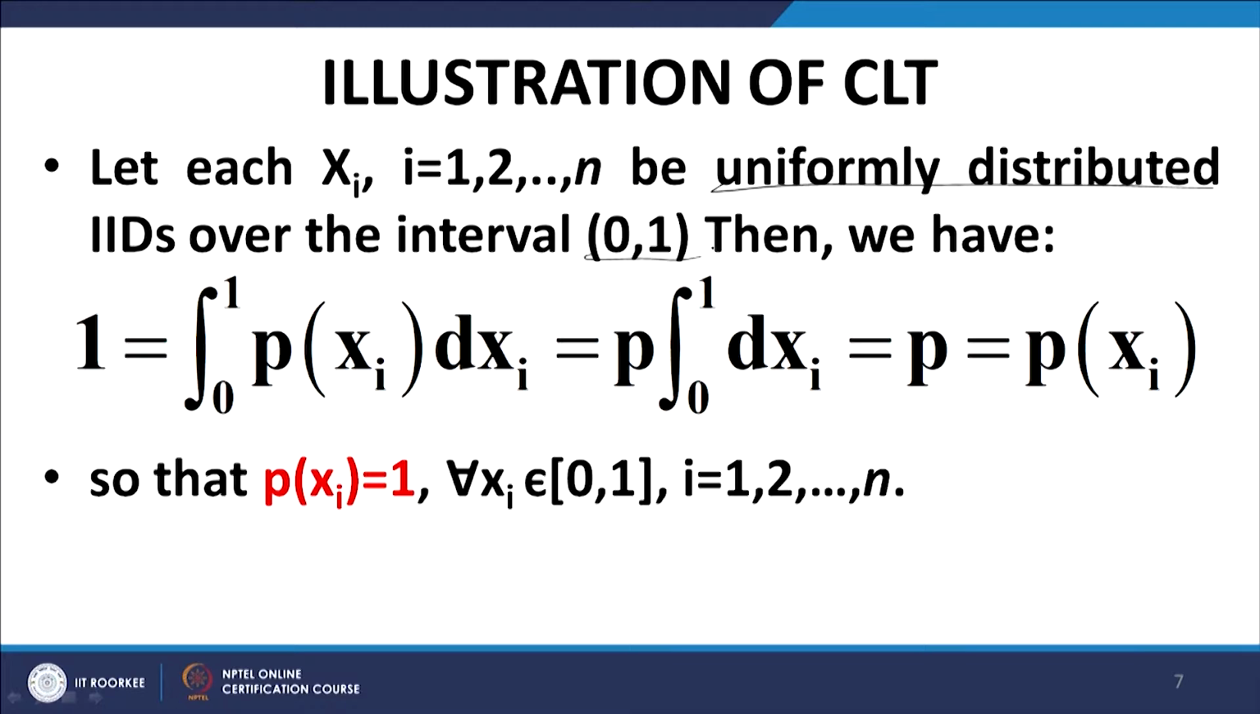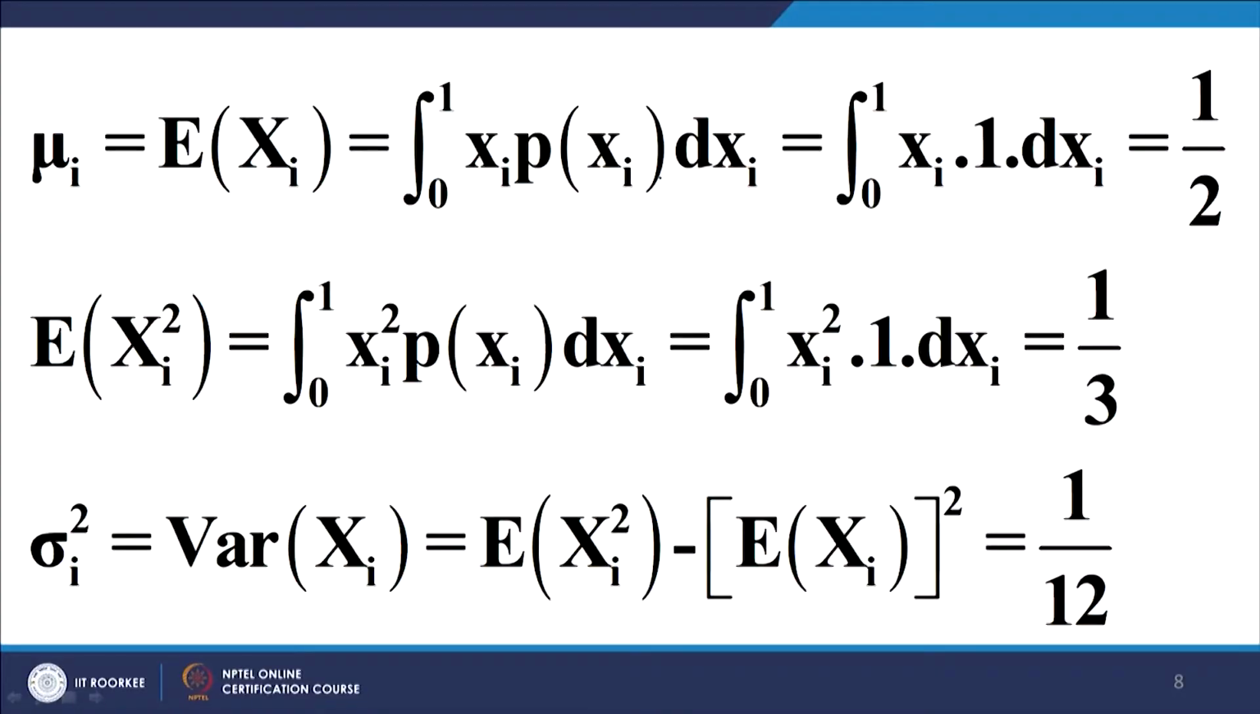So, one obvious thing is that 1 is equal to the integral of this, and that gives us p(x_i) is equal to 1. In other words, the probability density function of each of these variables, as seen from this integration, is equal to unity. Now, the mean of each of these variables, using p(x_i) equal to 1, turns out to be 1 by 2.